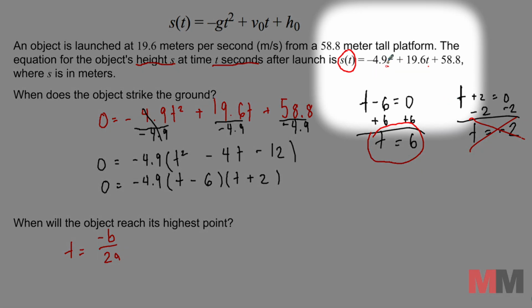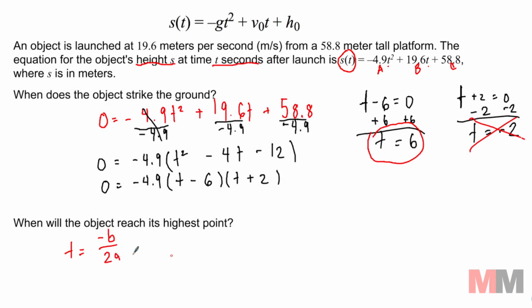Looking back at my trinomial, I know that this is my a, that is my b, and that is my c. It's already in standard form, so just put that into the vertex formula at the bottom, and you got negative 19.6 over 2 times negative 4.9, and if you simplify that, you get 2. So when will the object reach its highest point? 2 seconds is your answer.